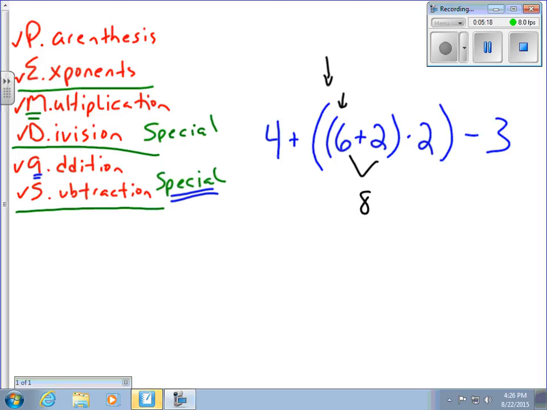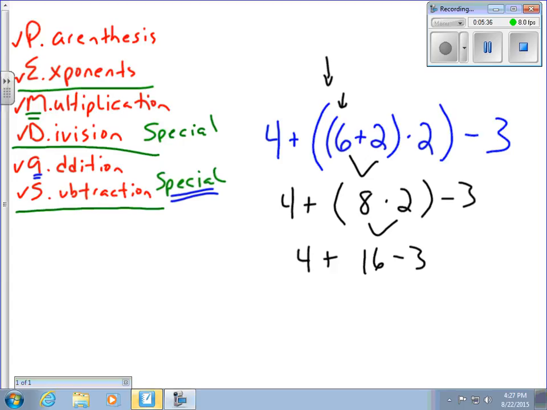6 plus 2 is 8. And then don't forget, just rewrite the problem. So 4 plus, in parentheses now, 8 times 2 minus 3. Once again, then I do the last set of parentheses, 8 times 2, which is 16, and rewrite the problem, 4 plus 16 minus 3. And I can't stress enough the rewriting of the problem. That really helps you assure that you don't use digits twice. And the kids in class know what I'm talking about, using the digits twice.